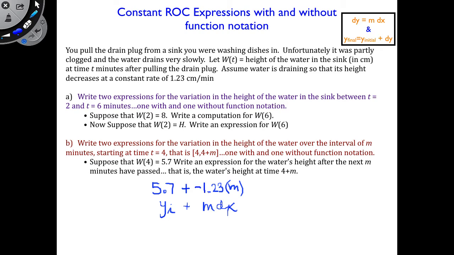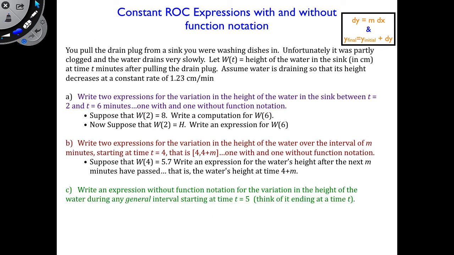All right, so let's see. There we go. Let me clear this off. So one last question here, one last situation. Without function notation, how could we express the variation in the height of the water during any reasonably long interval that starts at time t equals 5 and goes to wherever?